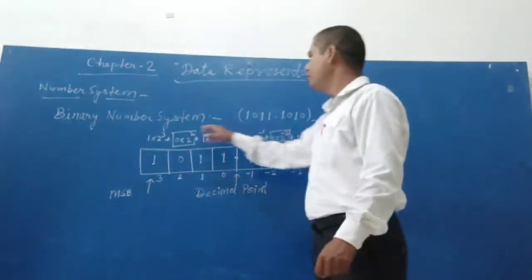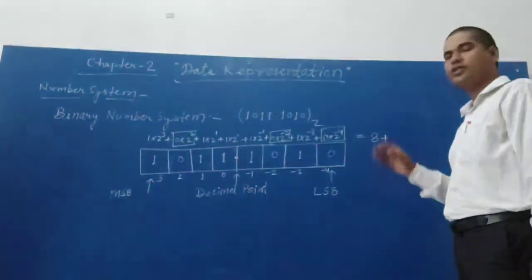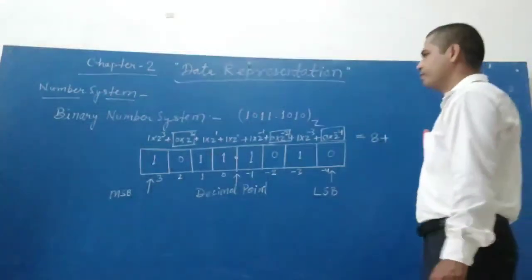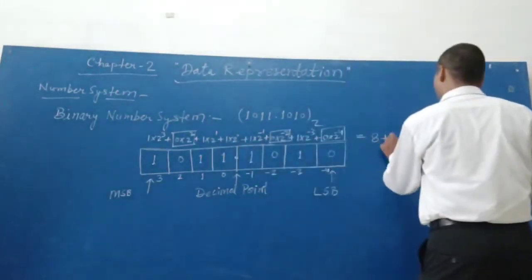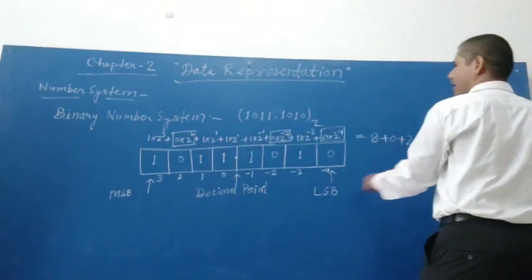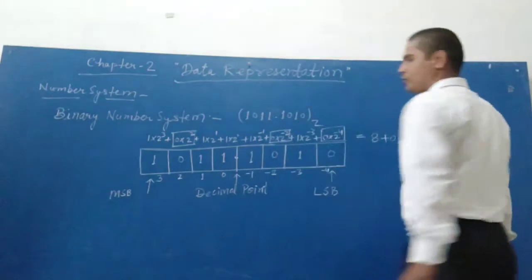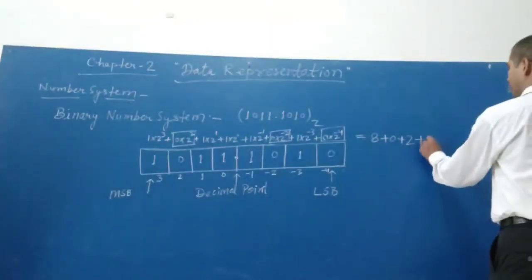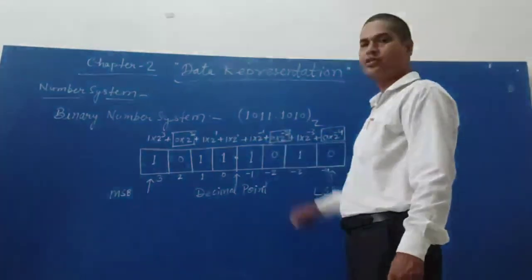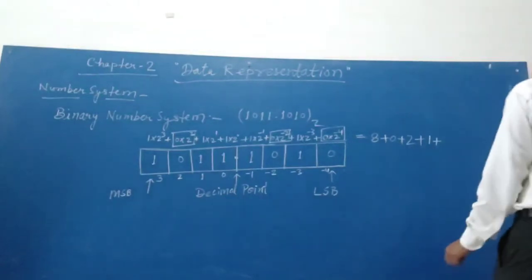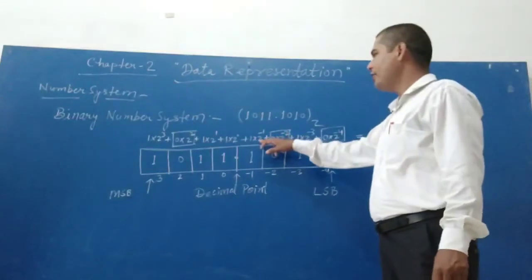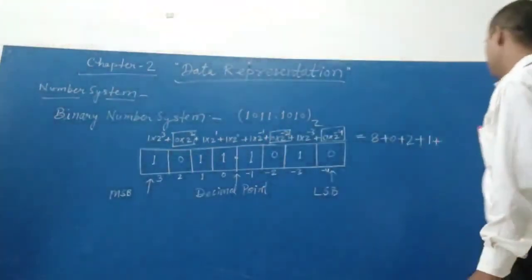So these values will become 0, because any number multiplied by 0 is 0. The next term will be 0 plus 2 to the power 1, which means 2, plus 1 into 2 to the power 0. 2 to the power 0 means 1, so it will become 1. After this, negative powers are there: 1 by 2, since 2 inverse means 1 by 2.